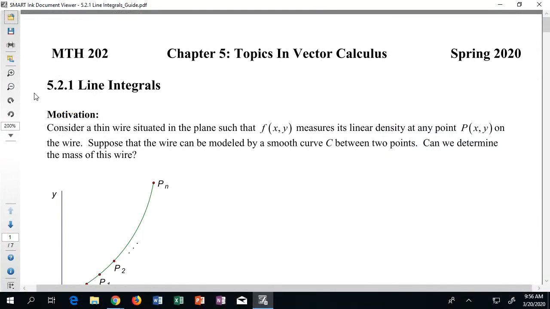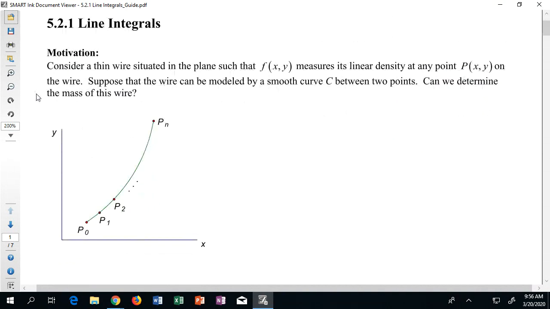In this video, we're going to start to talk about section 5.2.1, the topic of line integrals. All right, so here's going to be at least our opening motivation.